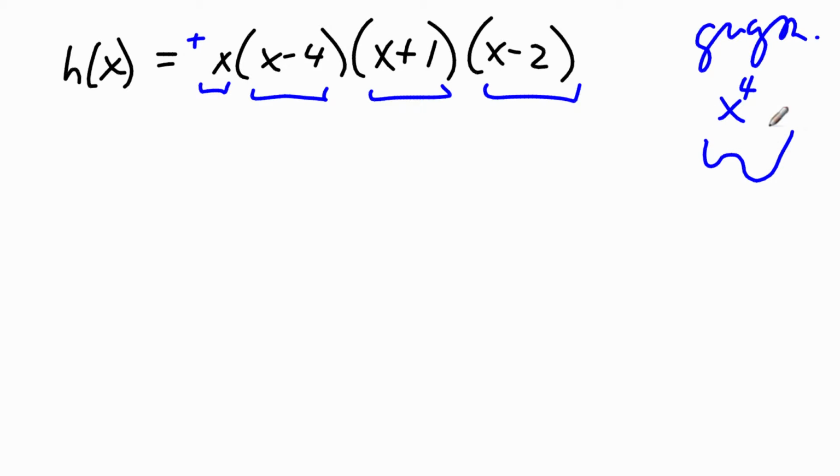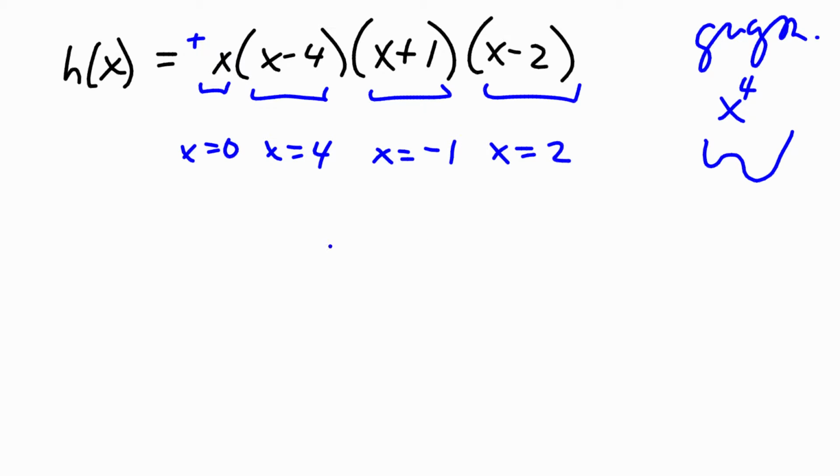So according to the leading term, I sort of know what the graph looks like. Now I need to know what the x-intercepts are. Fortunately for me, this one's already factored, so from this first one I get x equals 0, x equals 4, x equals minus 1, and x is equal to positive 2.